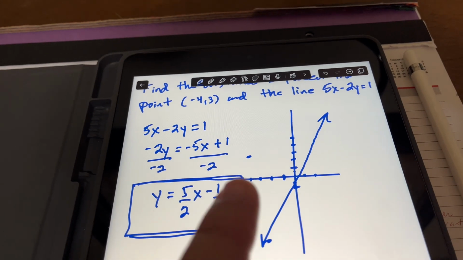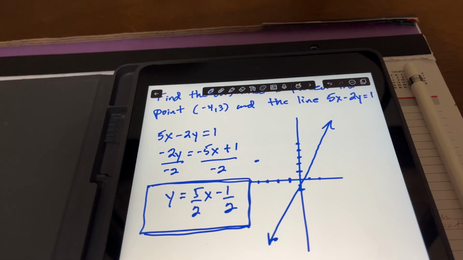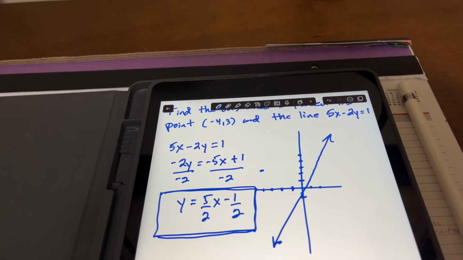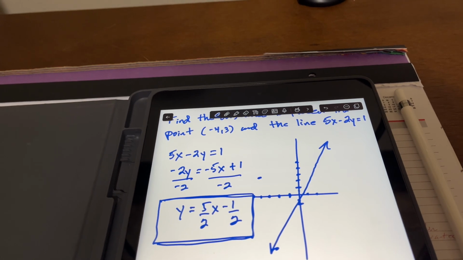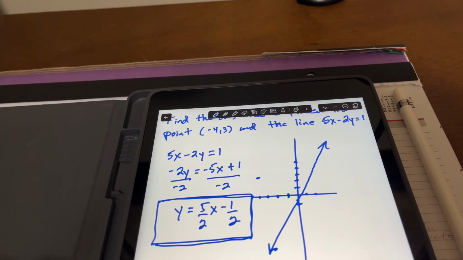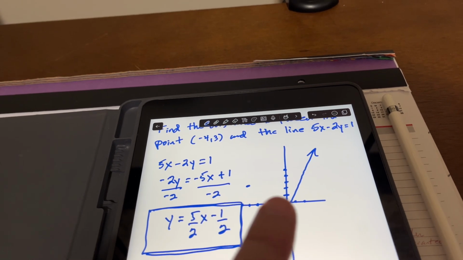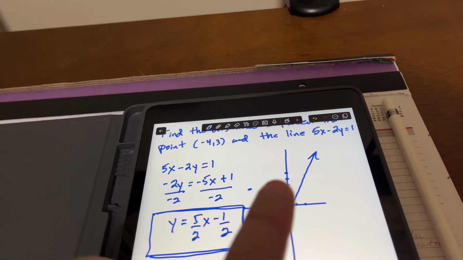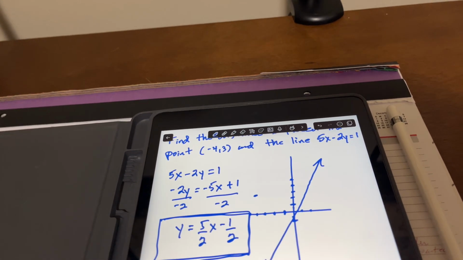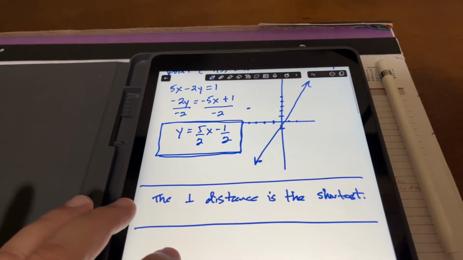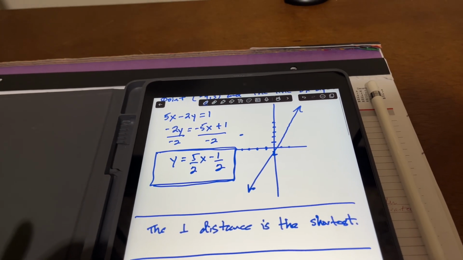Notice here I plotted (-4, 3). So that's what I would do first: put the line in slope-intercept form, graph it, and then plot the point so you have a visual aid. So we want to find the distance between this point and the line, and the shortest distance is going to be the perpendicular line. So it won't be this distance, it'll be this distance. So that perpendicular distance is the shortest, and that's what we want to find.